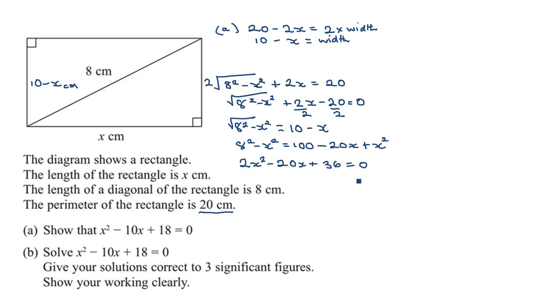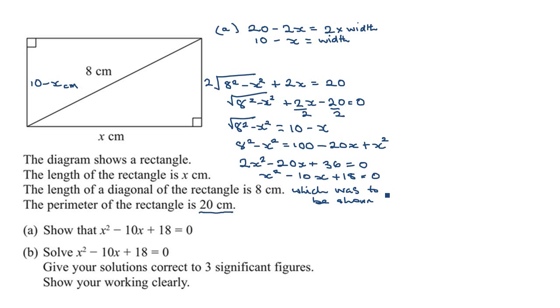Now I can see that everything divides by 2 again, so dividing through by 2 I get x squared minus 10x plus 18 equals 0 divided by 2, well that's 0. And x squared minus 10x plus 18 equals 0 is that which needed to be shown, which was to be shown. So there we are. We've done the job.